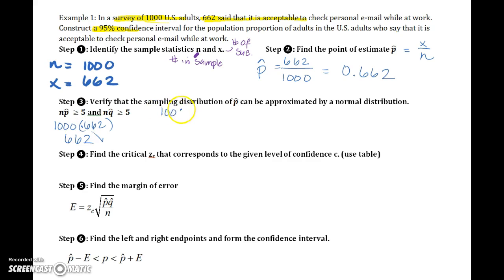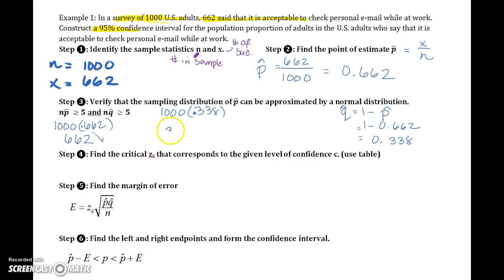And then for the other one, 1,000 times Q hat. Haven't found that yet. Q hat is equal to 1 minus P hat. So 1 minus 0.662, which is 0.338.